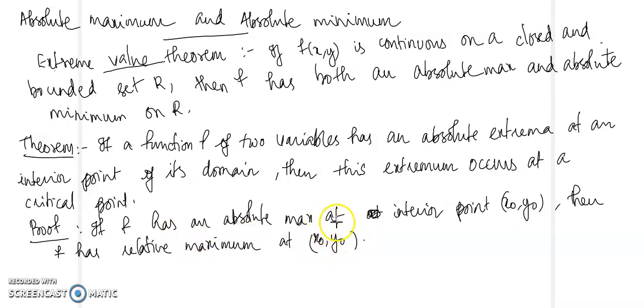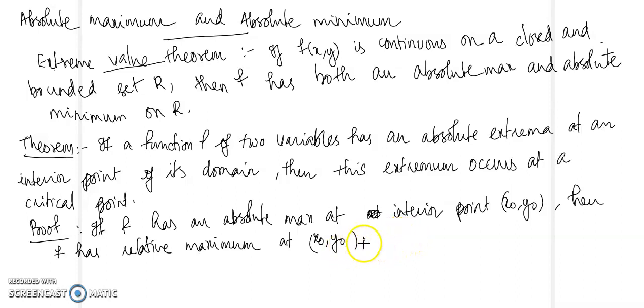So if the function has an absolute maximum at an interior point, then by the definition of absolute maximum, f of (x0, y0) will be greater than or equal to f of x for all x in the domain. So instead of taking the entire domain, if you take a small disk centered at (x0, y0), there also f of (x0, y0) will be greater than or equal to f of (x, y). So therefore, if f has an absolute maximum at an interior point (x0, y0), then f has a relative maximum at (x0, y0). So that is obvious by the definition of absolute maximum and relative maximum.